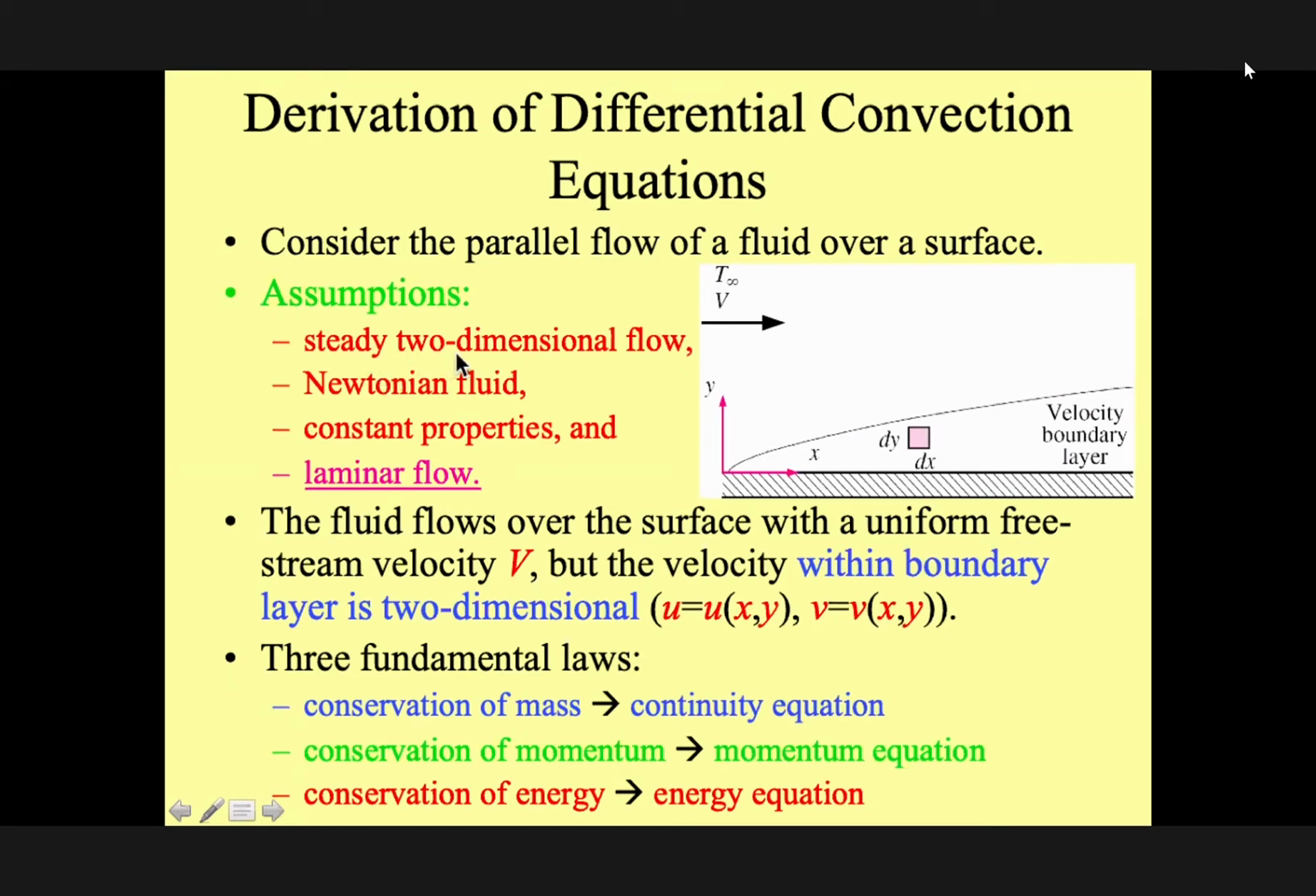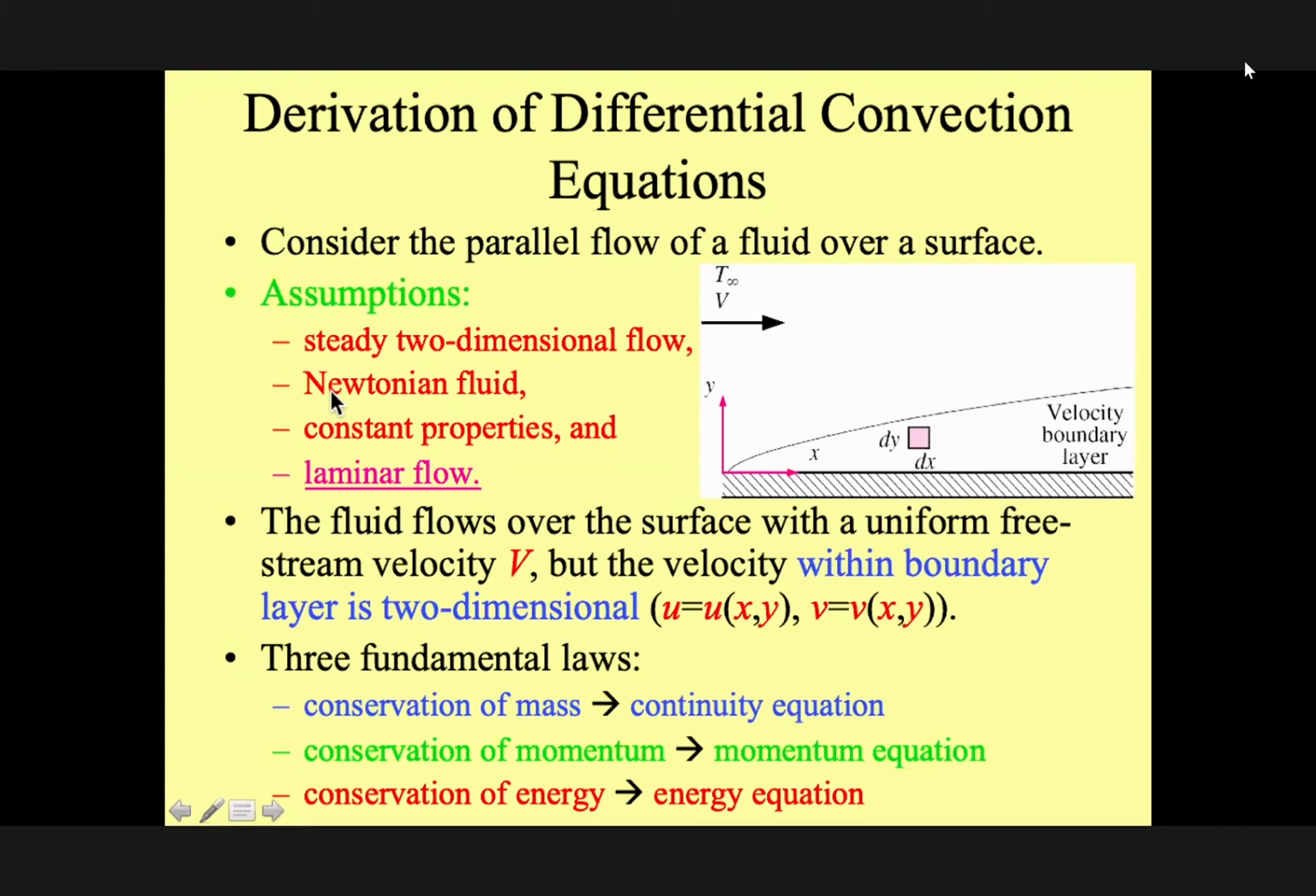We assume it's steady, two-dimensional, okay? Because the fluid is moving in this direction, but heat transfer occurs in this direction, okay? The temperature changes in this direction, the velocity changes in this direction, but the temperature also changes along x. Therefore, the fluid is coming here, the fluid has a certain temperature, later on it goes here and has another. That's why we consider two-dimensional.